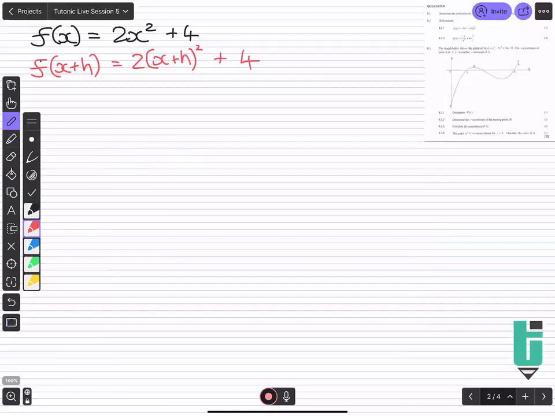Now expand the bracket. So it will be x squared plus 2xh plus h squared. Times 2. So we can just do it one time, and then it's 2h squared plus 4, which is equal, okay, yeah, so that's that. And then what do you do next?